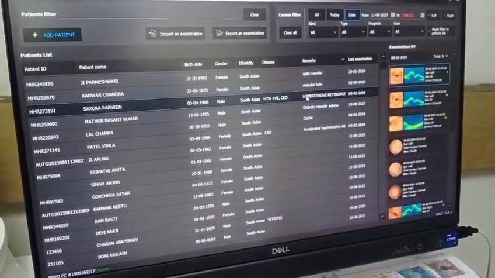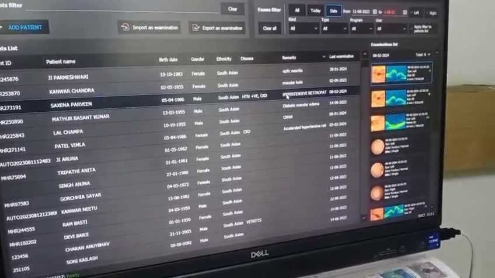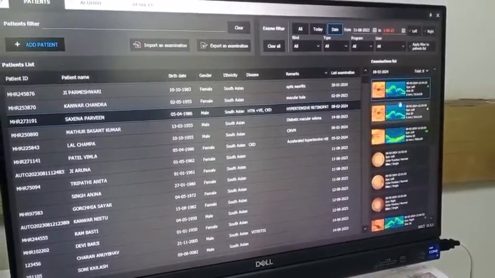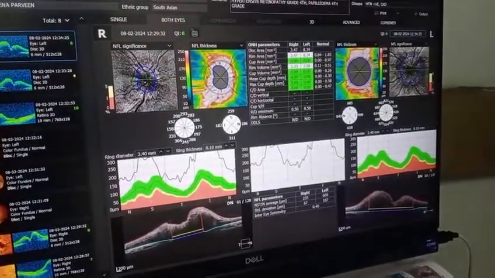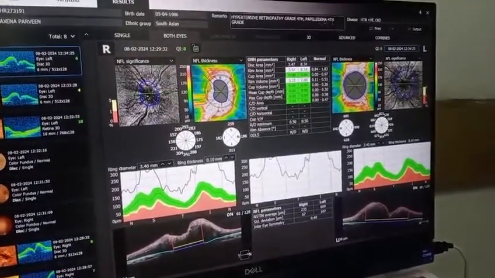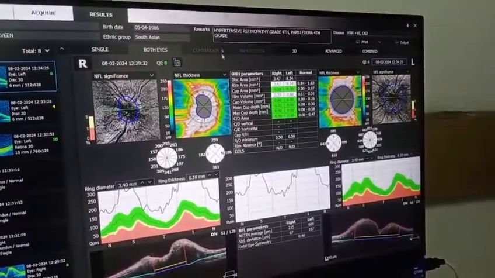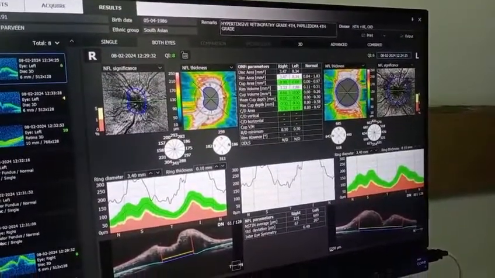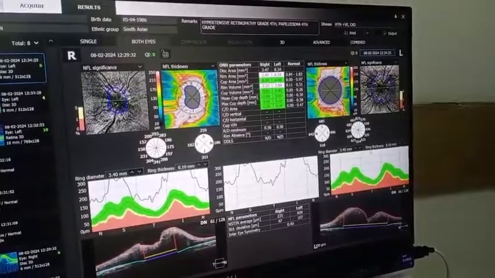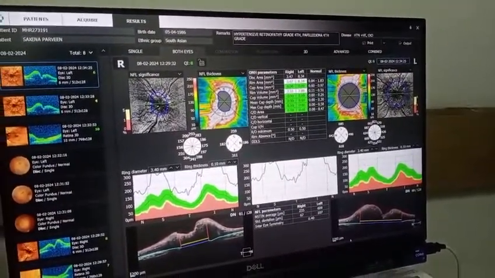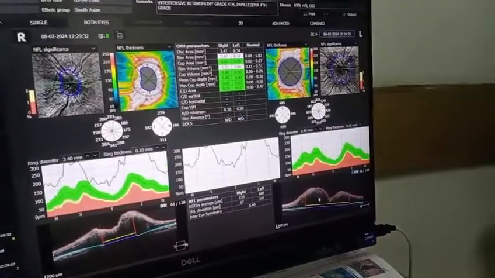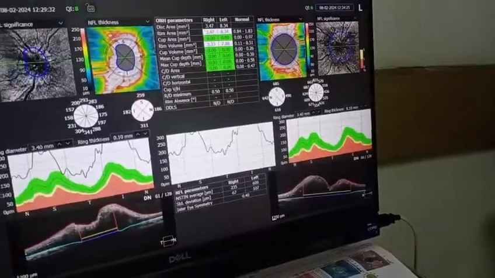This is a patient of CKD and hypertension. So what we got on the scanning, there was papilledema grade 4. So you can see here spikes, and there are absent spikes due to much higher spikes. These are not visible here because there is a grade 4 disc edema.